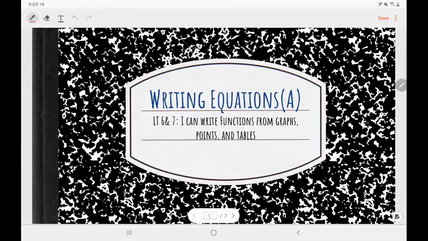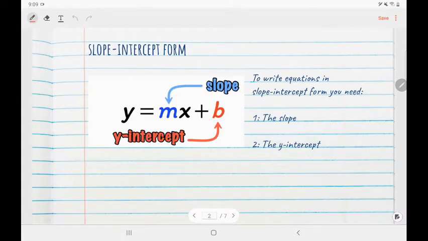This video is going to cover writing equations from graphs, points, and tables. To get started, let's review how we're going to write our equation. We're going to write our equations by using slope-intercept form.